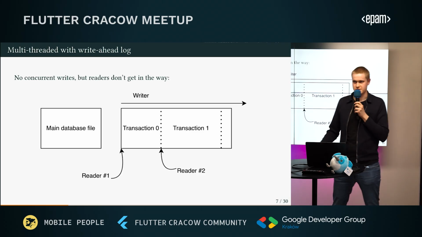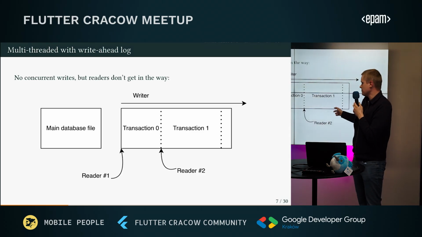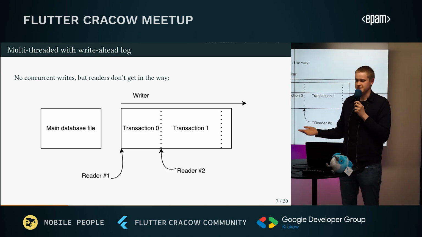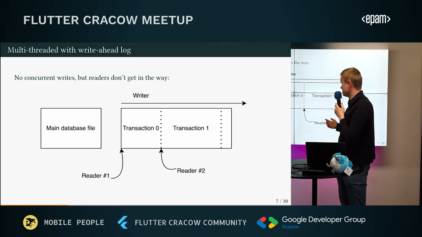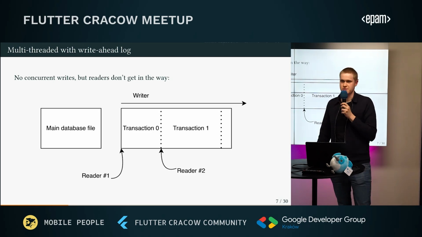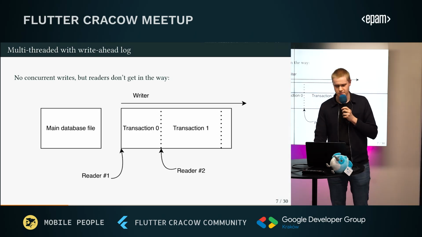And this architecture allows a single concurrent writer and an arbitrary amount of readers that can operate on the database in parallel. So that's something that you don't really get using systems like Hive or shared preferences either. And it's a cool thing, because that can really speed up your queries.